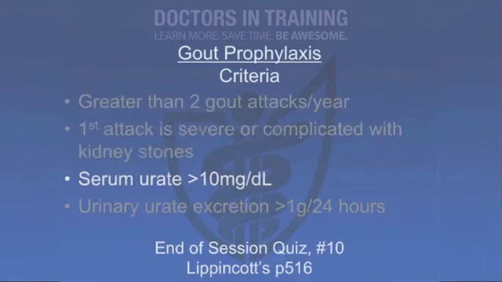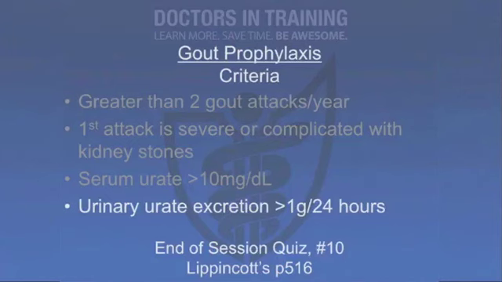If their serum urate is greater than 10 milligrams per deciliter, that one's sort of an iffy one in my book. You'll find if you read on the subject that urate levels don't correspond very well with symptoms. That there's some people who get symptoms at relatively low urate levels, and you have some people who have relatively high urate levels and they don't have any symptoms at all. So I don't necessarily go by urate levels most of the time when I'm considering a long-term prophylaxis for gout. And the last one, urinary urate excretion greater than 1 gram in 24 hours.